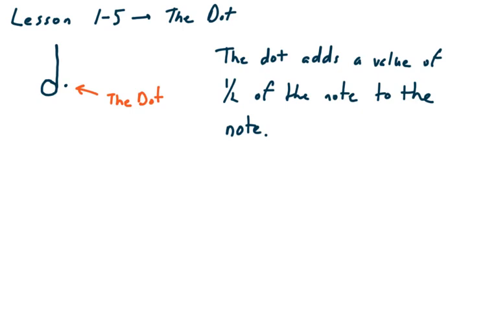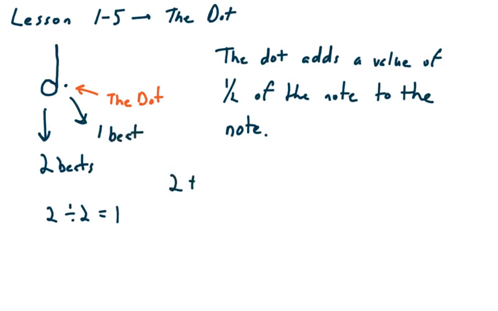So let me give you an example. Okay, so let's say this half note gets 2 beats, right? Well, what's half of 2? 2 divided by 2 equals 1. So that's the dot. That means the dot is 1 beat. What's that equal up to? 2 plus 1 equals 3. So now a dotted half note equals 3 beats. All right, pause the video, take a minute, think about it. You good? Okay, let's carry on.